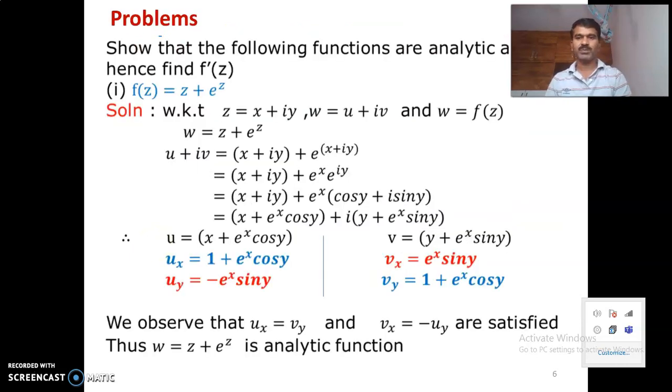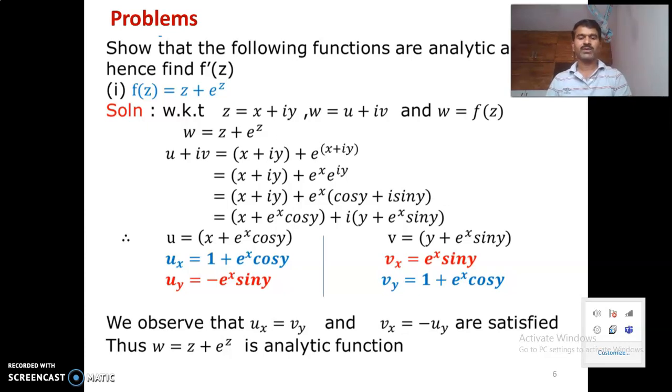Now I shall take some problems to verify the analytic functions and also to find the derivative of the given function. So show that the following functions are analytic, and hence also find the derivative. Take one function here, f of z equal to z plus e power z. Usually the derivative of this function, f dash of z, is nothing but 1 plus e power z itself. So we can find that same answer by making use of this complex analysis concept.